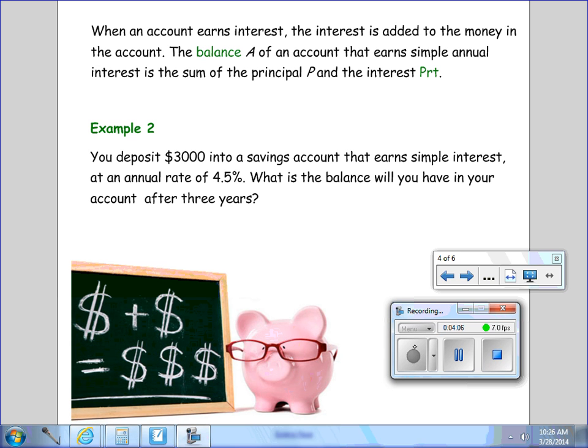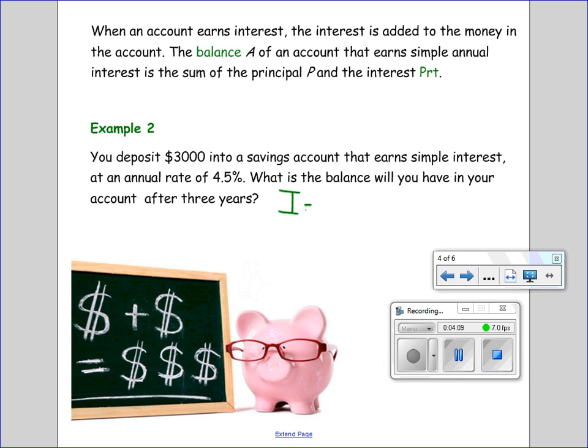Okay, again, we're going to use our formula to determine how much interest that we are going to make. Then we're going to take that interest and add it to our principal amount. So we need to determine what the interest is. Our principal amount is $3,000. Our rate is 4.5%, so we'll go ahead and put that in a decimal. Then it's asking for after 3 years.